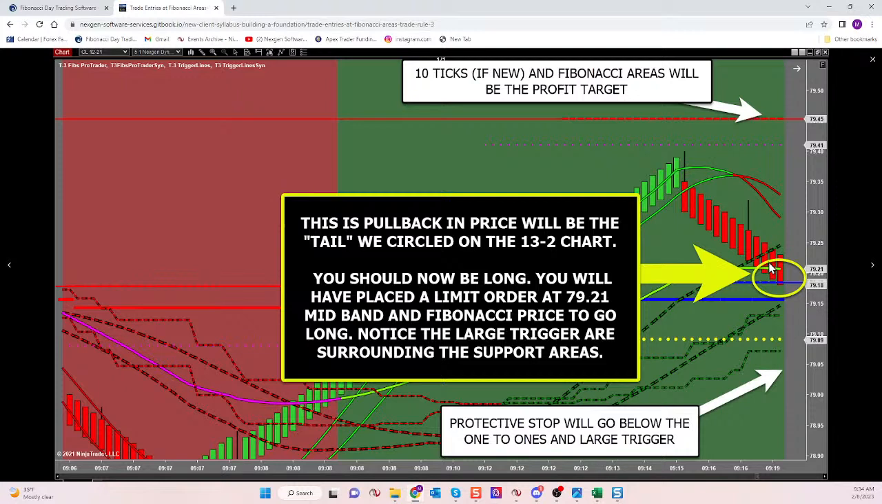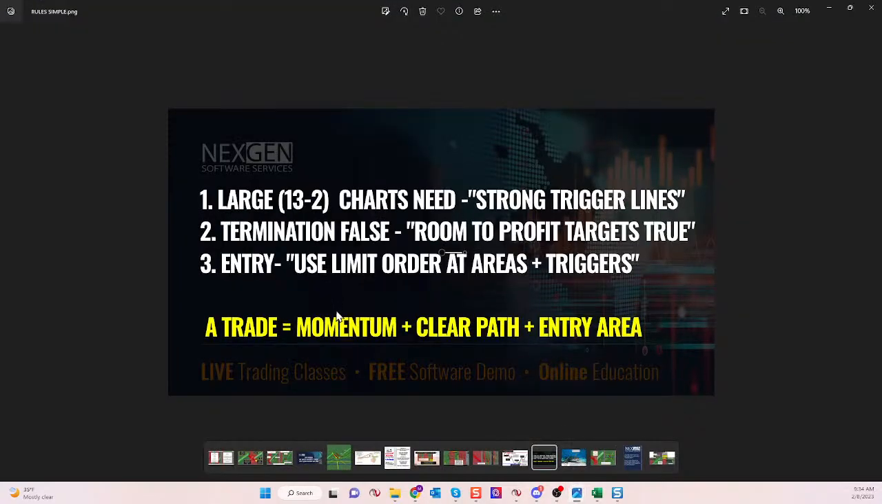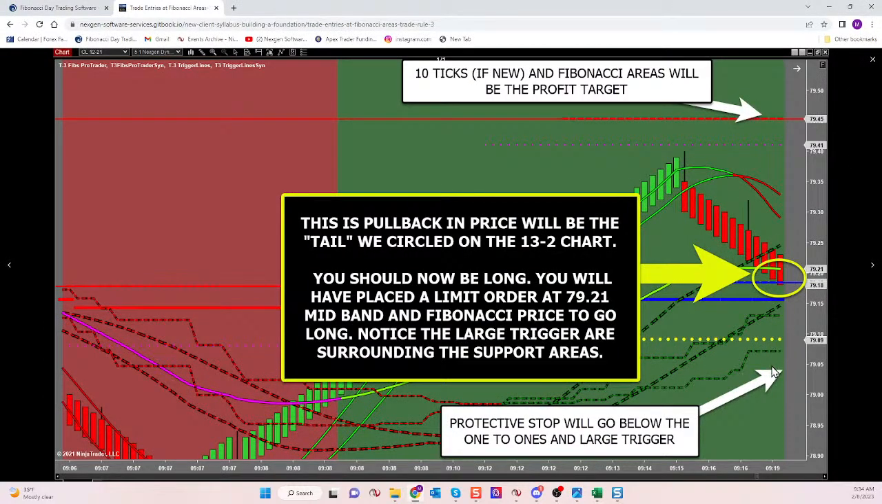But if your order is filled at the top of that window right here at 79.21, what are the advantages that you have going into this trade? You have the advantage of momentum. You have the advantage of a clear path. And guys, you have pinpointed with absolute accuracy that area where the market is most likely to continue. Your initial protective stop will go below that window of opportunity, down where the market shouldn't go. And guys, I will take this trade 1,000 out of 1,000 times.